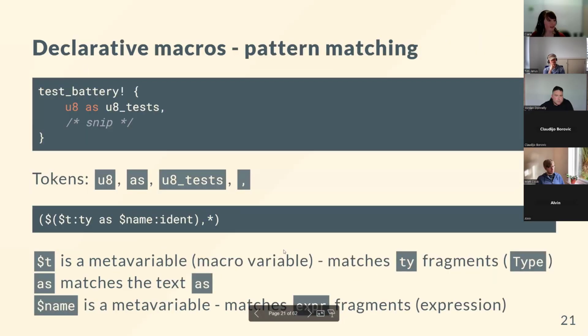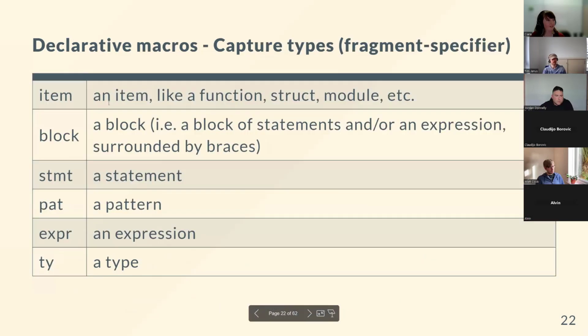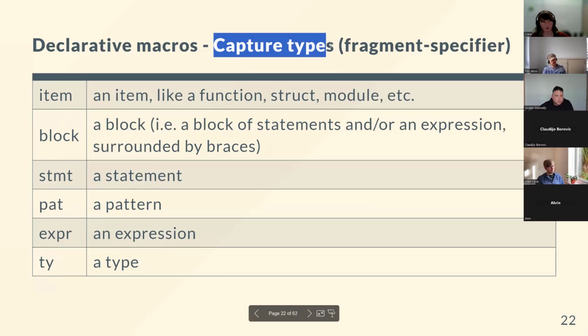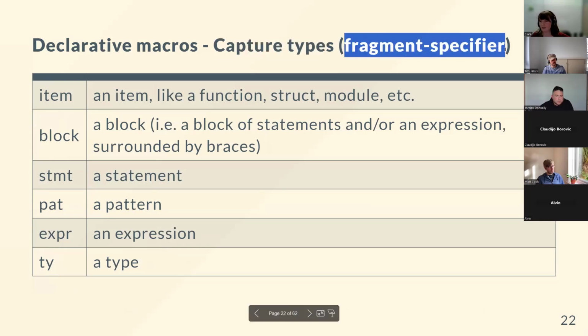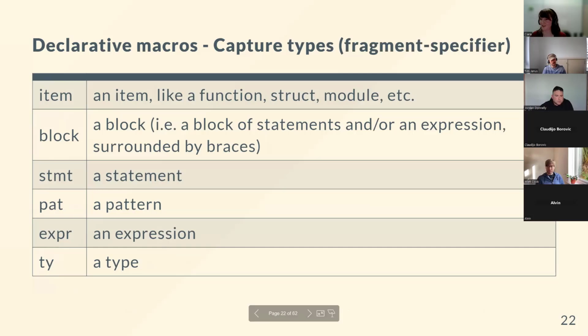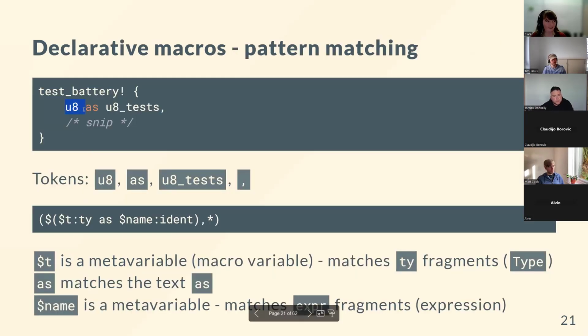But these particular meta variables tell you what type that kind of fragment is. So they can either be an item, a block, a statement, a pattern, an expression, or a type. And these are called capture types, or also sometimes called fragment specifiers. There seems to be a lot of names for the different parts of this, but they boil down to the same thing, that only certain things will match this. So if you've said that this has to be a type, then it has to be a type. It has to be a valid Rust type. It can't just be a random piece of code.